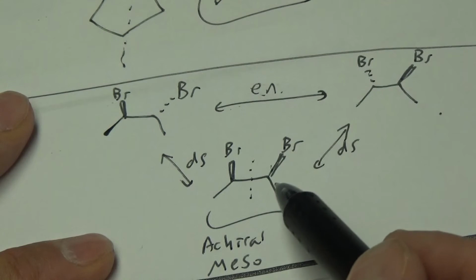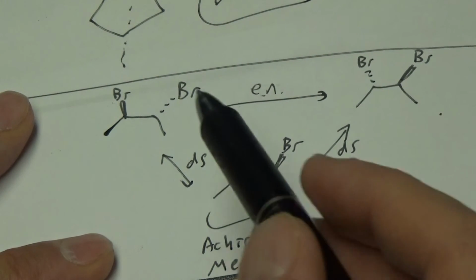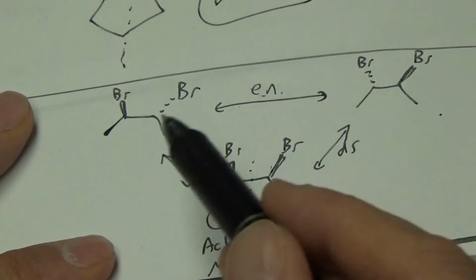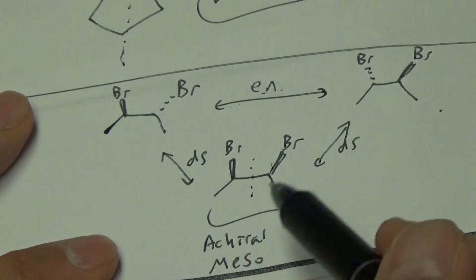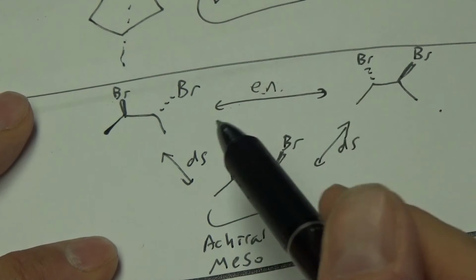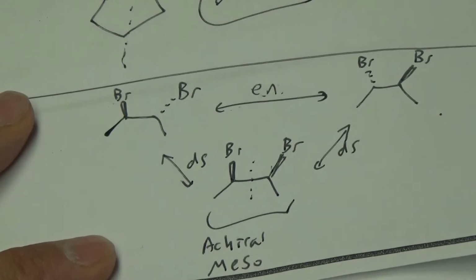It doesn't have an enantiomer. Achiral molecules do not have enantiomers. But it can be a diastereomer of, in this case, a pair of enantiomers. So that's almost always the case with meso molecules. They have diastereomers with things that are chiral and have enantiomers.